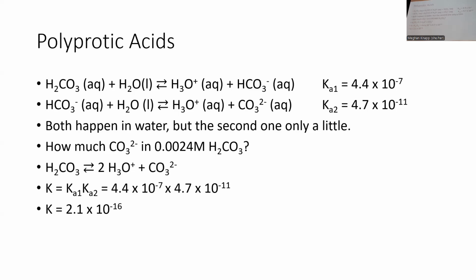Okay. So what if we asked ourselves, how much carbonate, CO3 2-, is going to be in this concentration? That's a pretty high concentration of carbonic acid just to be sitting around in water. What would we do? Well, we would want to find the K value. Okay, so we would take K is equal to Ka1 times Ka2. Apply those two Kas, we get this. That's our first step. So that tells us what is the equilibrium constant for all of this.